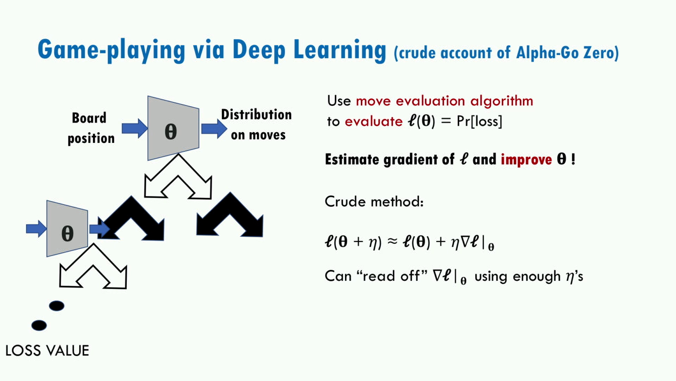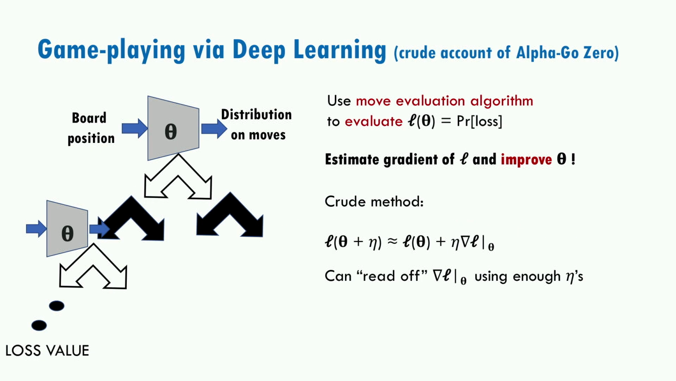But the crude method would be that suppose you know how to evaluate the loss function. So I input any theta, and I can estimate the loss. Well, then I can evaluate it at theta, and I can evaluate it at theta plus eta, where eta is some small noise. By Taylor's approximation for small eta, L of theta plus eta is something like L of theta plus eta times the gradient. So if I evaluate from enough random etas, I can read off the gradient. So if you can evaluate the function, you can estimate the gradient. Now this is very noisy, but you can estimate it, and so you can do gradient descent. So that in a nutshell is the idea.